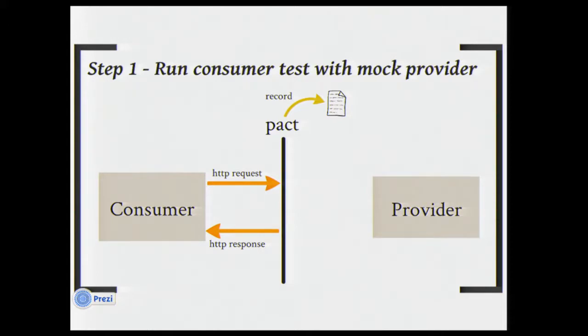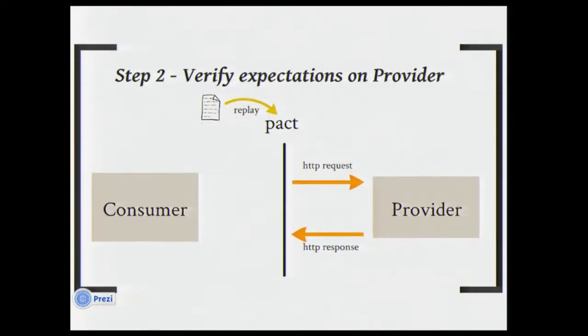The way Pact differs from WebMock is that when we run the tests on the consumer side, we take those interactions and write them to what we call a Pact file. Then we take that Pact file into the provider code and replay those interactions against the provider code. We check the responses that we get back and compare them with the responses that we think we should get back, and make sure they're the same.